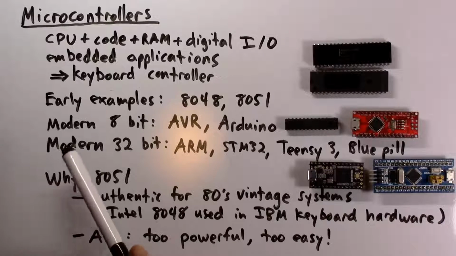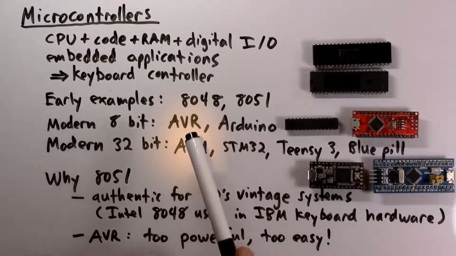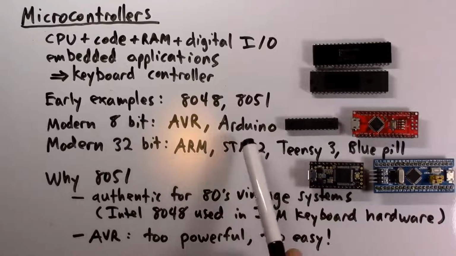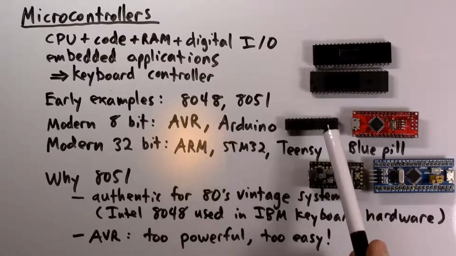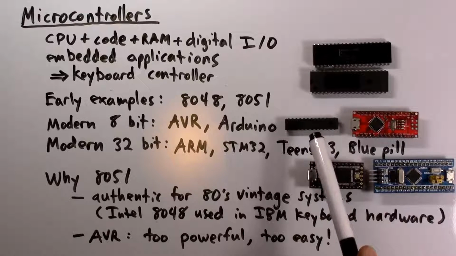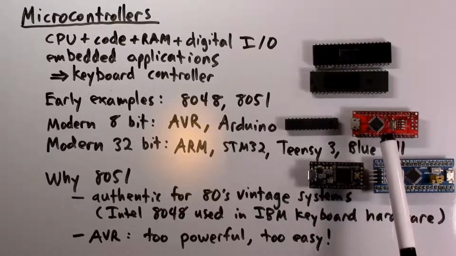However, there are all kinds of more modern microcontrollers, such as some of the modern 8-bit ones. The AVR series is very popular. These, of course, were famously the basis for the first Arduino devices. Here is a standalone ATmega328 microcontroller. And here is an Arduino Nano, which includes basically that same chip, but as an Arduino.